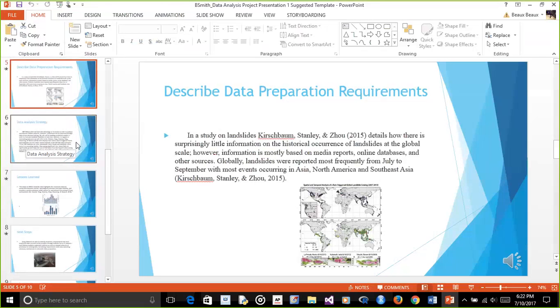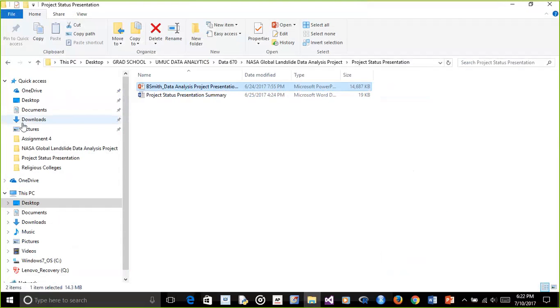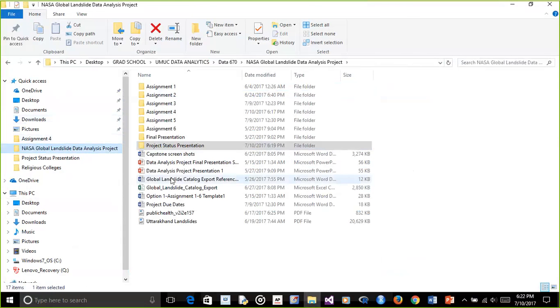Any other questions? How big is the data set? It has about 10,000 points, and the variables. I can bring it up right here. Okay. Landslide catalog. I think that's it right there.